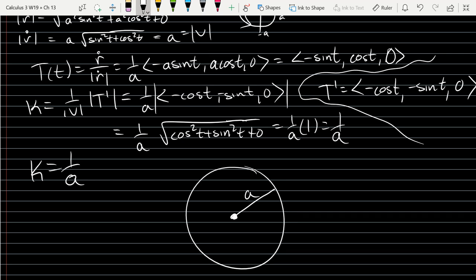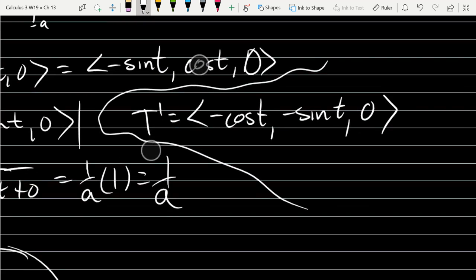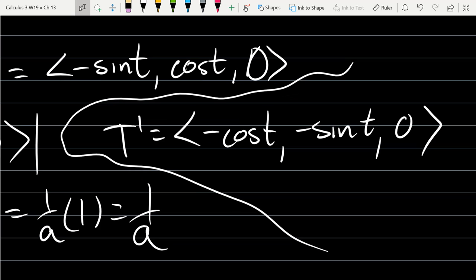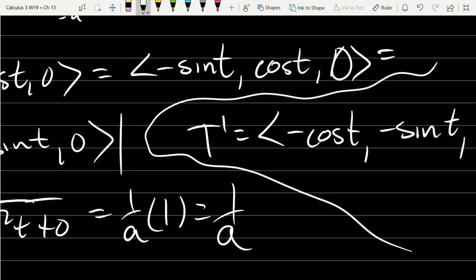Because we basically took two derivatives along the way. That's why I highlighted this T prime computation I had to take over here. So I had T right above here. So that line is T of t, but in the kappa computation, I needed T prime. So I'd take another derivative of T.